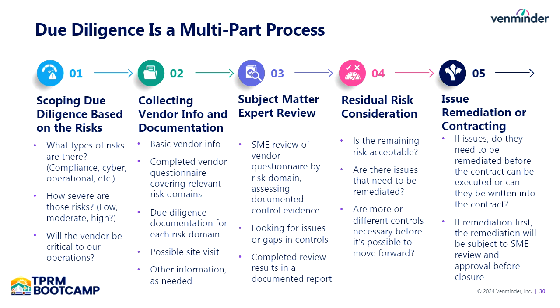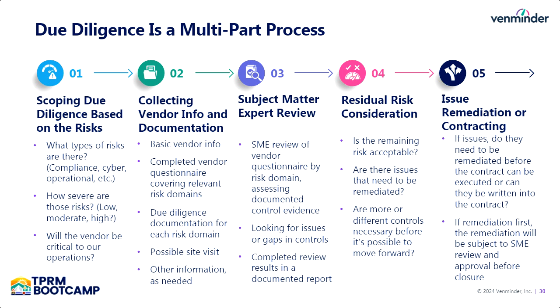All right, let's talk about due diligence and what it actually is, because many people have different ideas. But the fact is that due diligence is really a multi-part process that begins with the scoping of due diligence based on the risks that we identified in that inherent risk questionnaire. So we need to know the types of risks, compliance, cyber risk, operational, etc. And we also need to know how severe those risks were. We also need to identify if that vendor is going to be critical to our operations or if they can impact our customers. Based on that information, we'd start collecting vendor information and documentation.